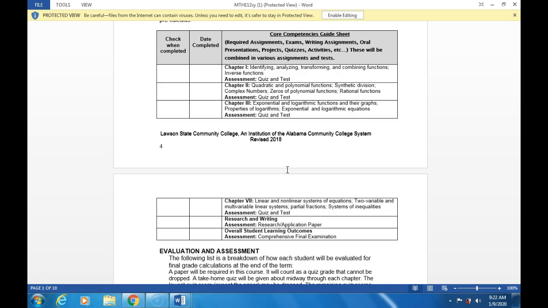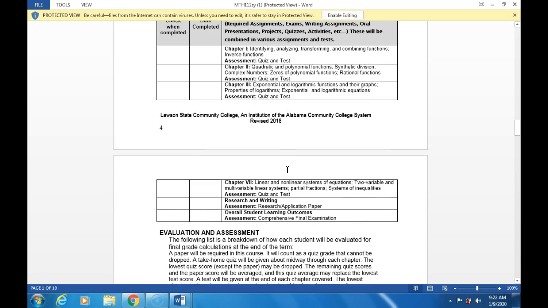Comprehensive means it covers everything that we've done in the course, and it is basically functions, okay, and that is required because this is how I measure what you picked up in the whole course. So don't come at the end of the term and say, I've made 8 on all my tests, do I have to take the final? Yes, you do. It's required, okay? We'll get to that.